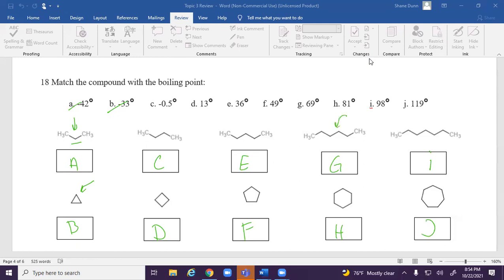Cyclohexane is a fun one. You figure out why. This guy's the fun one. Find out why.